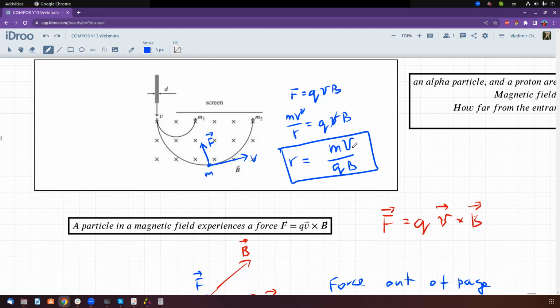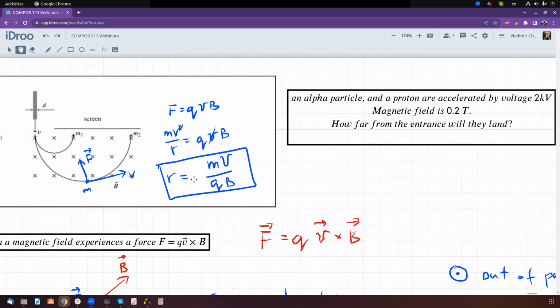If you have a faster particle, it will have a bigger radius. If you have a more charged particle, it will be more affected by the magnetic field, so the radius would be smaller. The more the charge, the smaller the radius. Finally, if you have a stronger magnetic field, B, you would have a smaller radius. So this formula makes perfect sense.